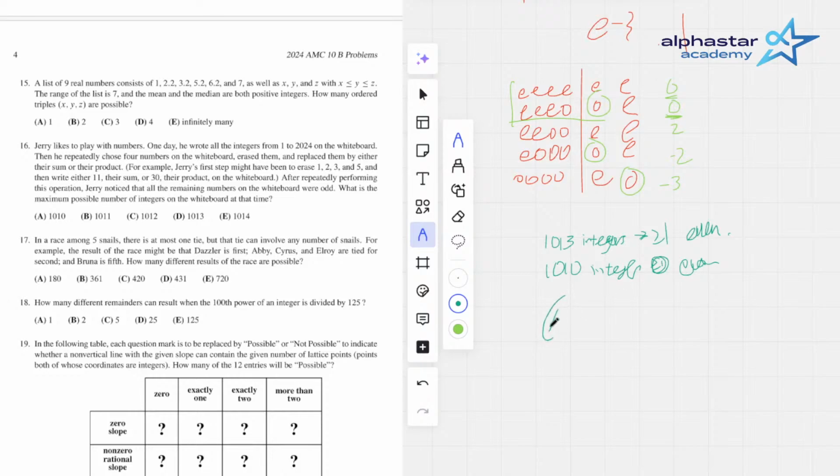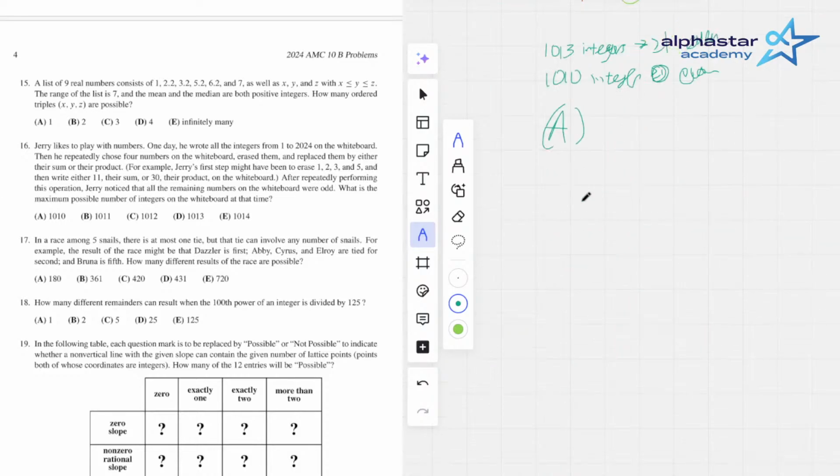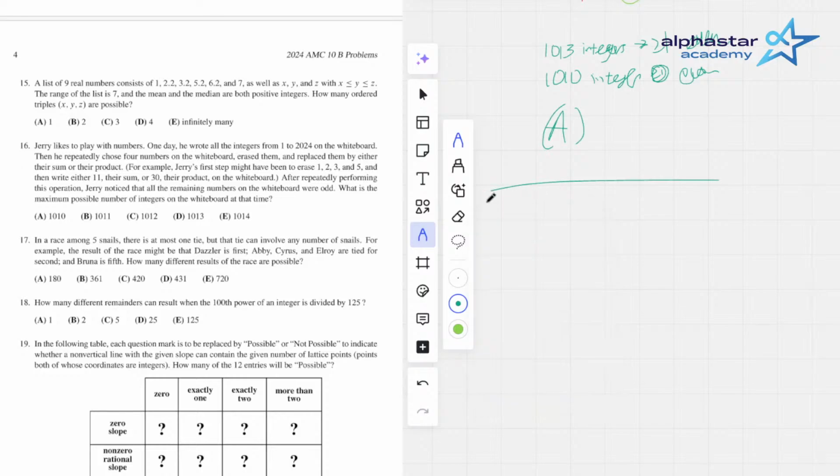So our answer is just A, and we can prove by construction. We just do this one here, where we take the remaining even number and turn it into an odd number there, reducing the number of odds by just 2, giving us 10. Okay. 17. Race among 5 snails. There's at most one tie, but that tie can involve any number of snails.